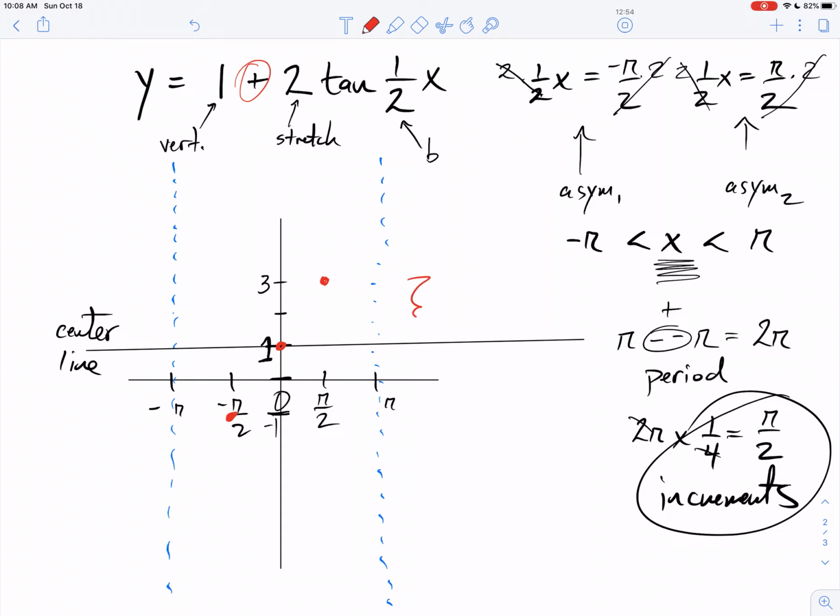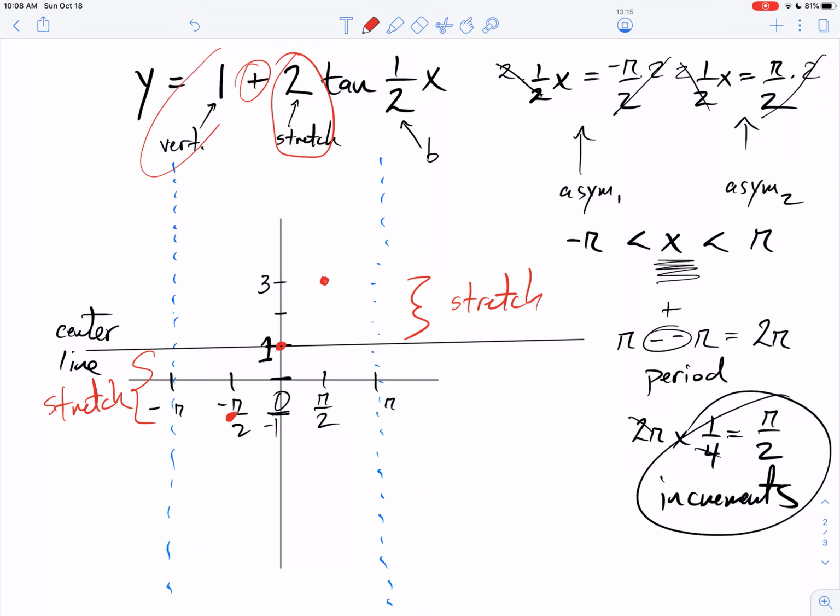There's my 2 units. That's my stretch, just so you can see. That's where I stretched this graph. And over here on this side, that's where I stretched it down. So I'm counting down to negative 1 there. I'm counting up to 3 there. That's my 2 unit stretch.